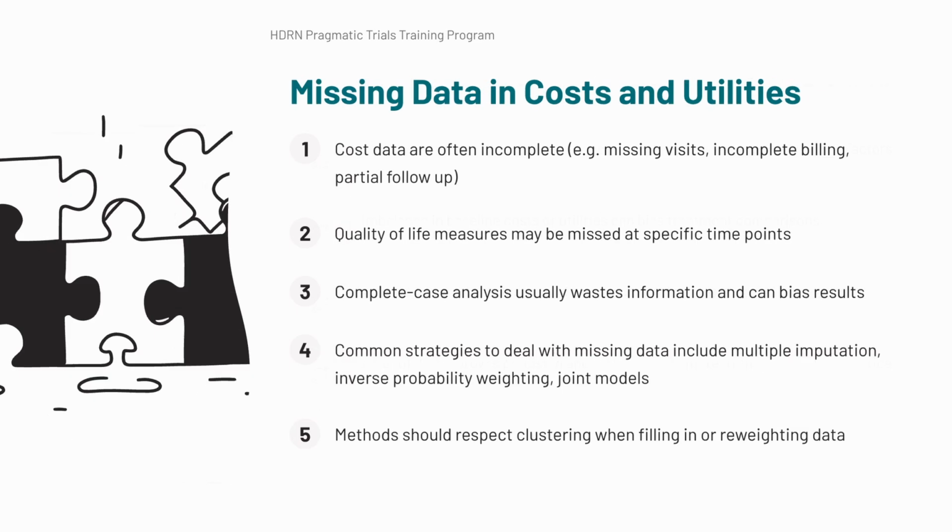model we use. The other thing to keep in mind is that economic data are almost never perfectly complete. Costs can be missing because of incomplete billing data, linkages that failed, or patients moving to another region not covered in our data sets. Quality of life questionnaires are also easy to miss at clinic visits, especially in pragmatic trials where we might not have a research coordinator embedded at each site to collect this information. So, analyzing complete cases can waste information and bias the ICER in different ways that we might not be able to anticipate. We often depend on methods like multiple imputation, inverse probability weighting, or joint models to help fill in missing data. But these methods must also respect the clustered structure of the data. We've talked about missing data in a previous module if you want a refresher.